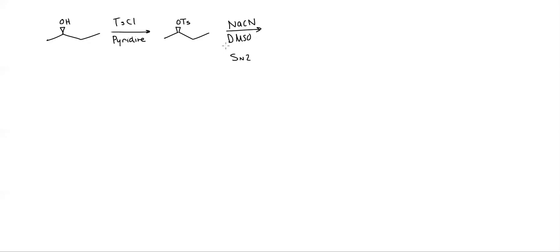Remember, SN2 changes the configuration. So this is on a wedge. That means that the CN that I'm adding, this is my nucleophile right here, CN, is going to be on a dash, okay?